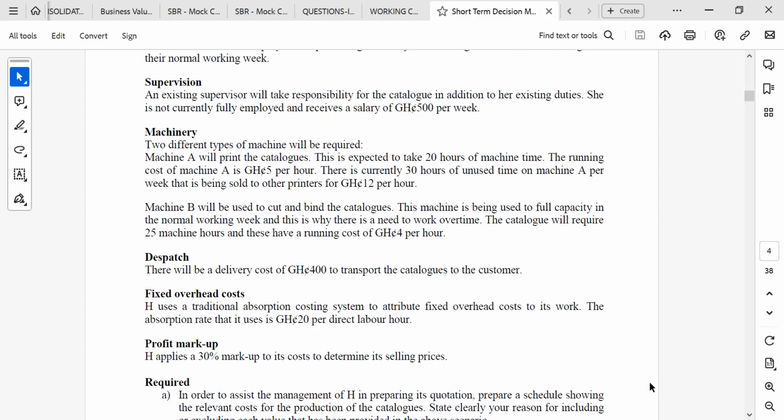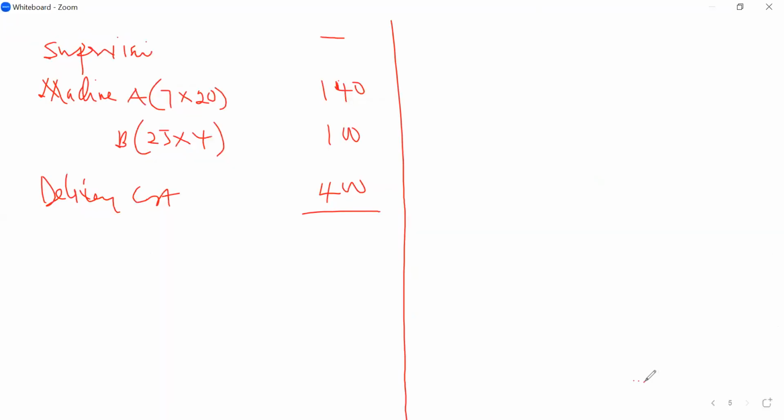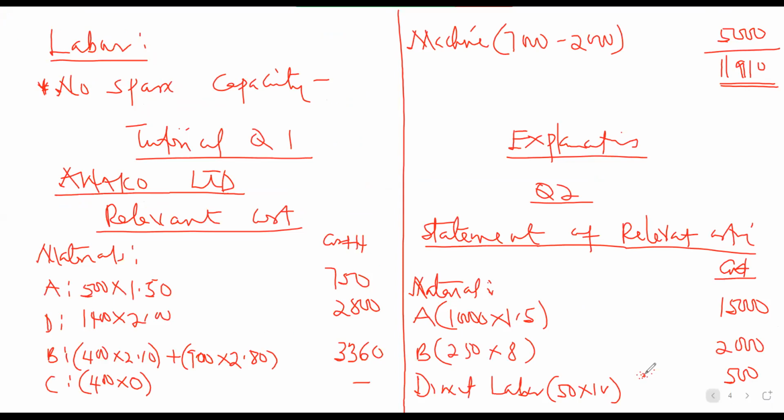Profit markup, H applies a 30% markup to each cost to determine its selling price. We don't determine selling price for this one. We are just looking for the cost. So this is not applicable. So our relevant cost will now be the one that we have calculated. Let's put them together and see what we are going to be having.